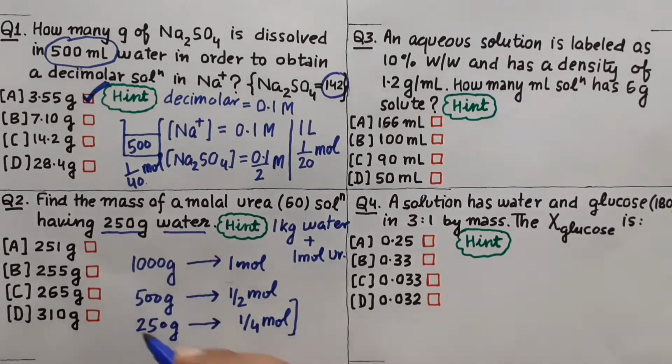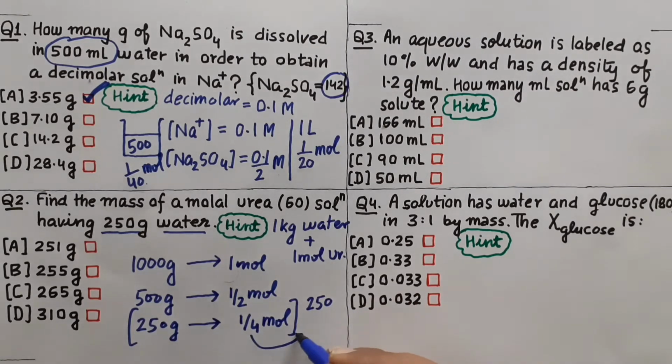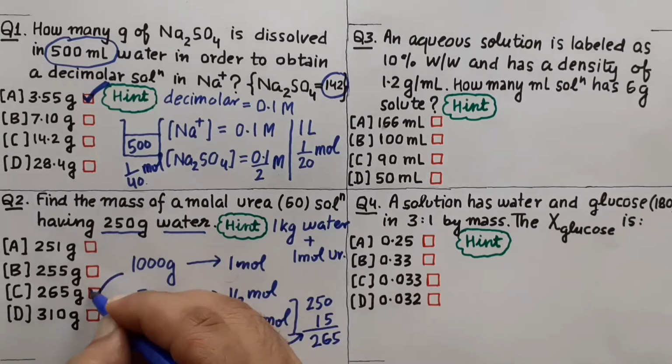अब आप इसका टोटल मास जोड़ लो, right? So 250 तो वाटर का मास है plus 1 by 4 मोल यूरिया का मास हो जाएगा 15 by 4, that is 15 ग्राम, 60 by 4. So that finally gives us 265 gram. There is the answer.